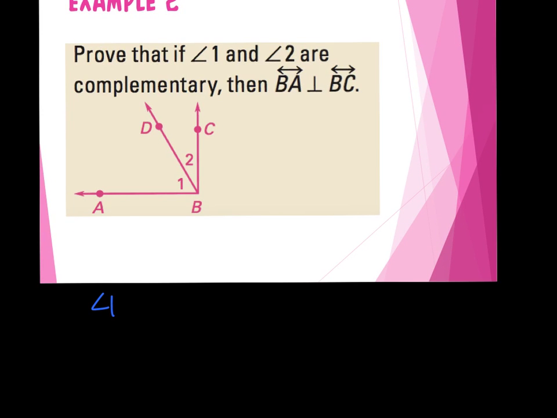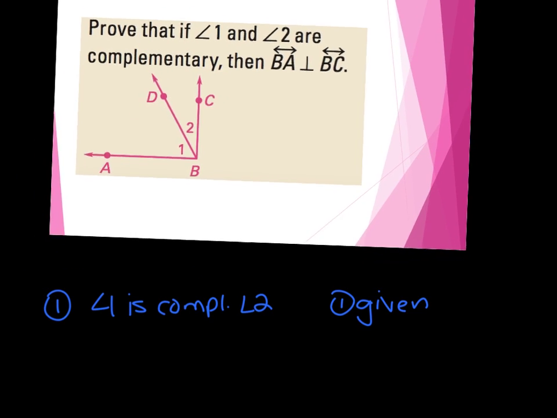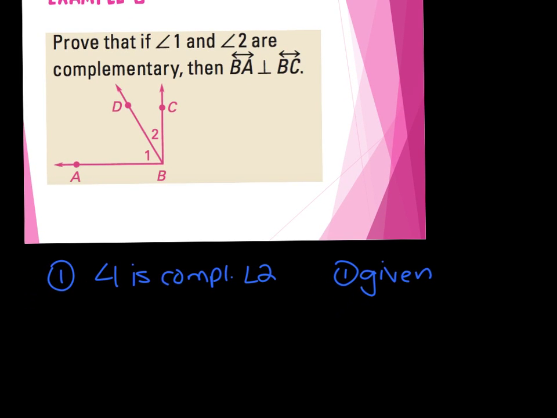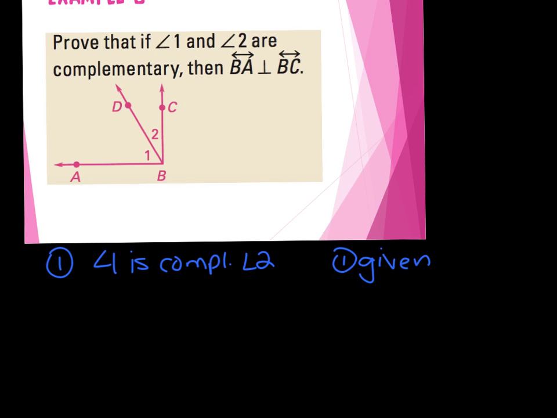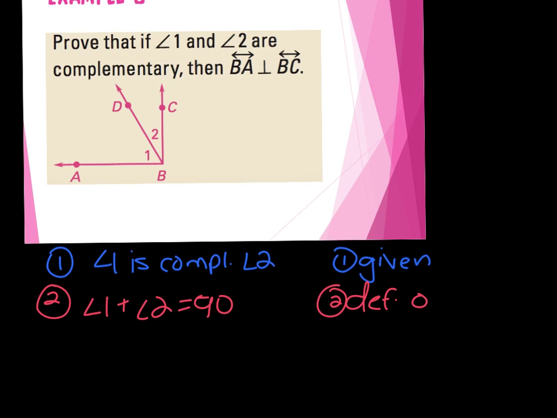So angle 1 is complementary to angle 2. What's that? Given. Now what? What's it mean if they're complementary? They equal 90 degrees. And how do you know that? Definition of complementary.